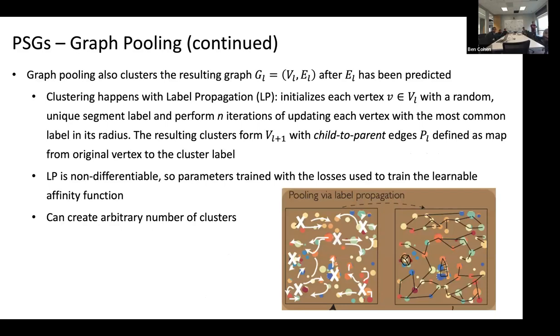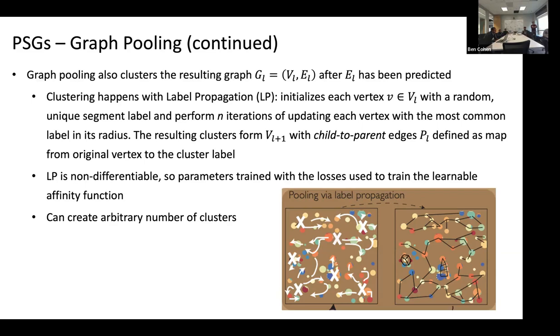After that process is done, graph pooling also clusters the resulting graph using something called label propagation. It's worth noting at this time that we already had the vertices in that layer, and we've predicted the hyperedges between the vertices in that layer. So now the second portion is label propagation. For every single vertex in that layer, we assign a random unique segment label to that vertex and perform some n number of iterations of updating each vertex with the most common label in its radius.